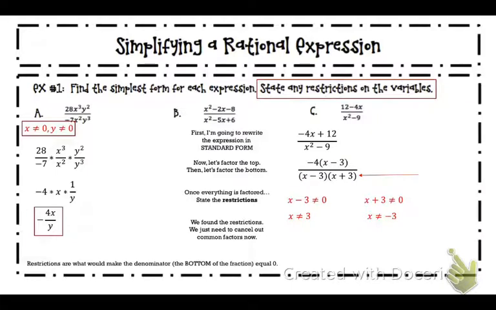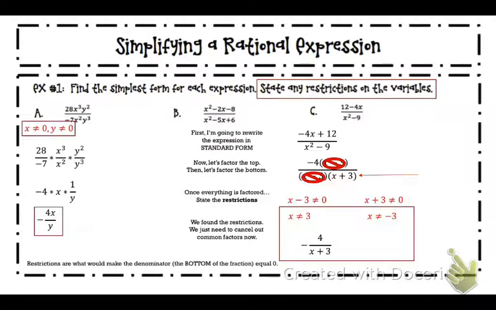I have an x minus 3 on bottom. Those cancel, and they're gone. We have nothing left on top, so I'm just left with a negative 4 over x plus 3. And that's the final answer there. So the restrictions are there, simplest form is there. All right, let's go to multiplying.